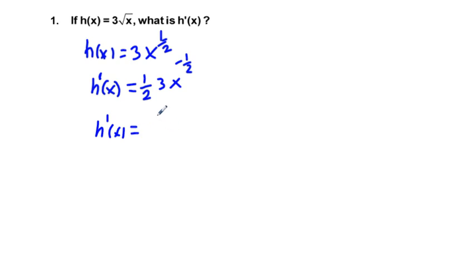equals, we have 3, and we have 3 over 2, so 2 will go down here, and x to the negative 1/2 we can write as square root of x here in the denominator. So that's going to be our answer to problem 1.